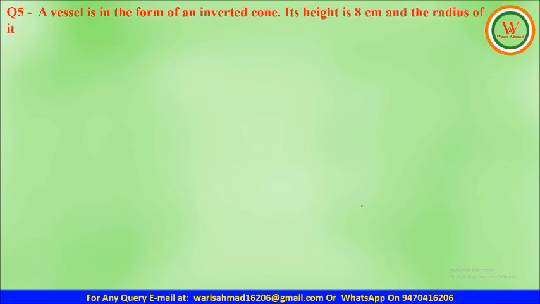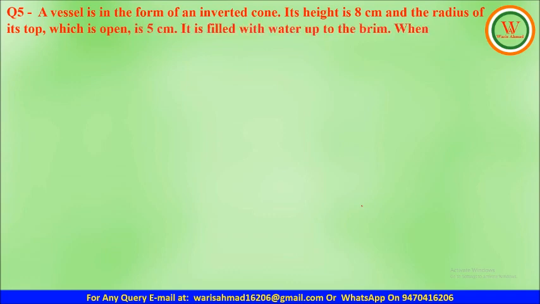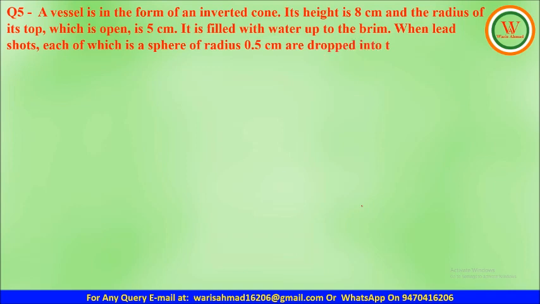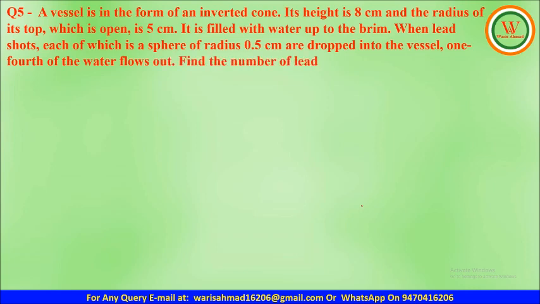Question number 5 of the same exercise. A vessel is in the form of an inverted cone. Its height is 8 centimeter and the radius of its top, which is open, is 5 centimeter. It is filled with water up to the brim. When lead shots, each of which is a sphere of radius 0.5 centimeter, are dropped into the vessel, 1/4 of the water flows out. Find the number of lead shots dropped in the vessel.